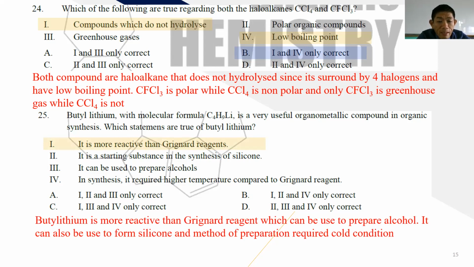Number two, it is the starting substance to synthesize silicone, which is also true because you use the reagent to form a silicone. Number three, it can be used to prepare alcohol, which is true because you can make use of different types of carbonyl compound to form different classes of alcohol. And number four, in synthesis it requires higher temperature compared to Grignard reagent, which is false. As I mentioned just now, it requires colder conditions. Okay, so 1, 2, 3 is correct and makes your answer A.